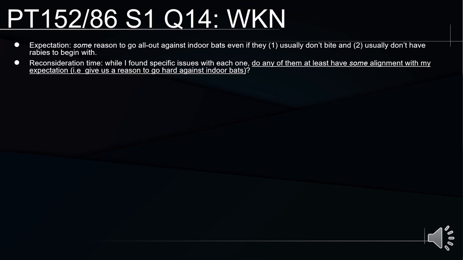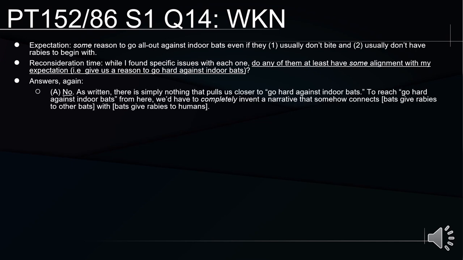So, start doing some reconsiderations. The big thing with reconsideration is I did find specific issues with each single answer choice, but now I have to ask myself on second pass, do any of them have at least some alignment with my expectation? I.e., do any of them give us even a small reason, any reason at all, to go hard against indoor bats? So looking at them again, A does not meet this standard, so that's a no. I'm not rehabilitating this one.